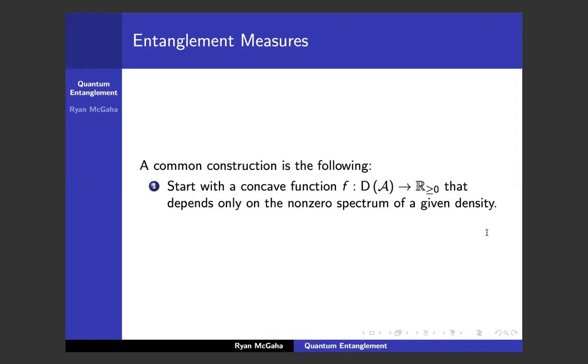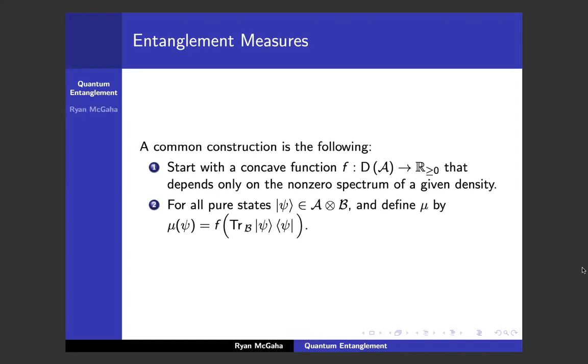You start with a concave function f on the density operators of just A. It could also be on the density operators of B. It's kind of assumed that it works for both spaces. It should go to the non-negative real numbers, and it should depend only on the non-zero spectrum of a given density.